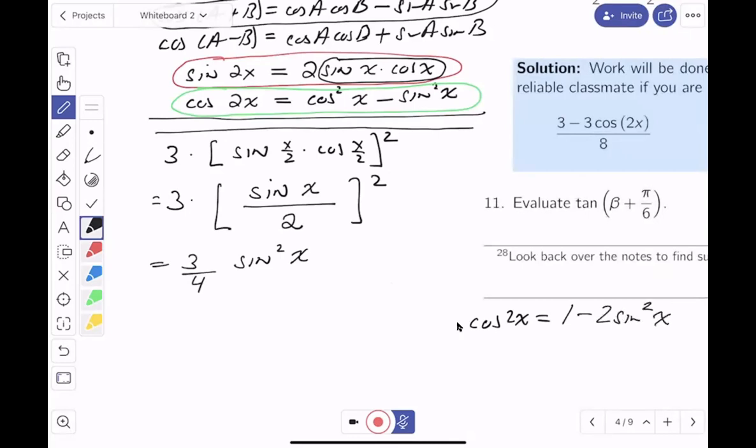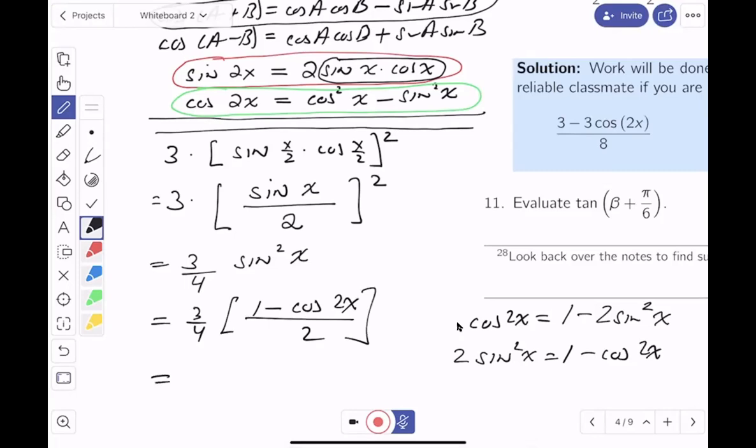Let's keep rewriting it. I would get 2 sine squared equals 1 minus cosine 2x. I'm getting really close now, aren't I? Let's write this down. 3/4. And what's sine squared equal to? 1 minus cosine 2x over 2. And I think I'm done. Bottom is 8. Top is 3 times 1 minus cosine 2x. Okay, look at it. We got it right over here. Again, they multiplied through by 3, but it hasn't changed it much.